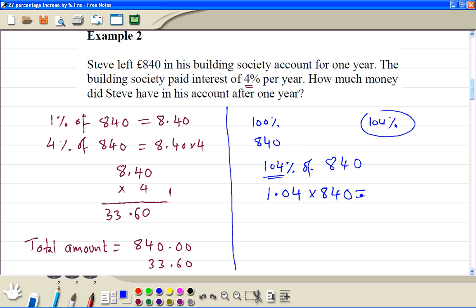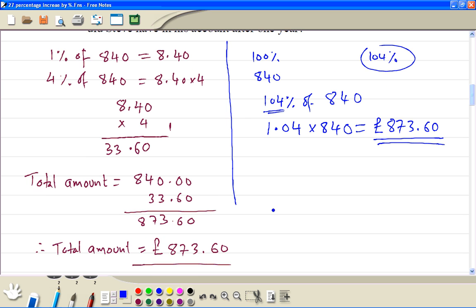And from the calculator we get the answer 873.60. When you're using a calculator, or you can write 104% as a fraction, then you multiply the original amount, so you will get the same answer.